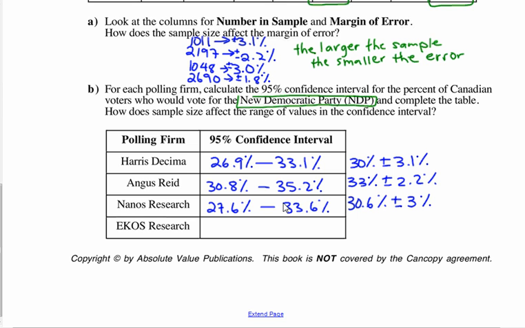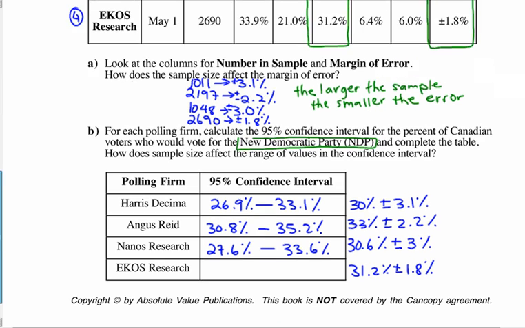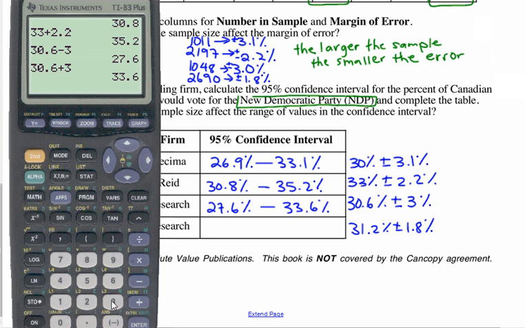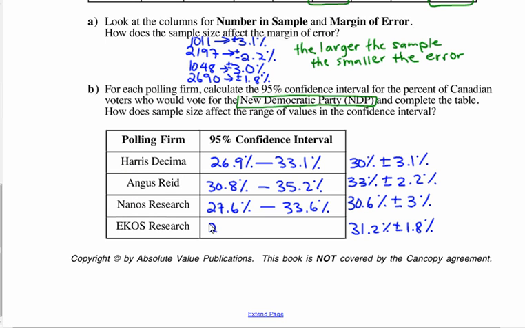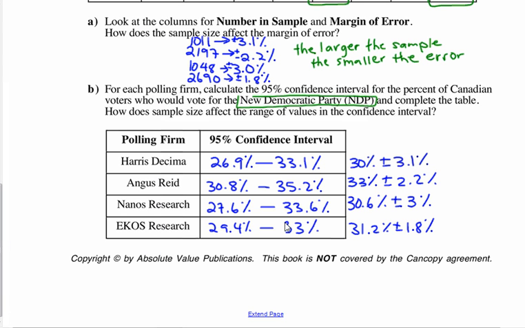And then the ECOS, the last one. We have an interval of 31.2% plus or minus 1.8. So to get our low value, 31.2 minus 1.8 is 29.4%. Then we take the 31.2 and we want to add the 1.8. So there's my interval, to 33. Okay, so there's my range.